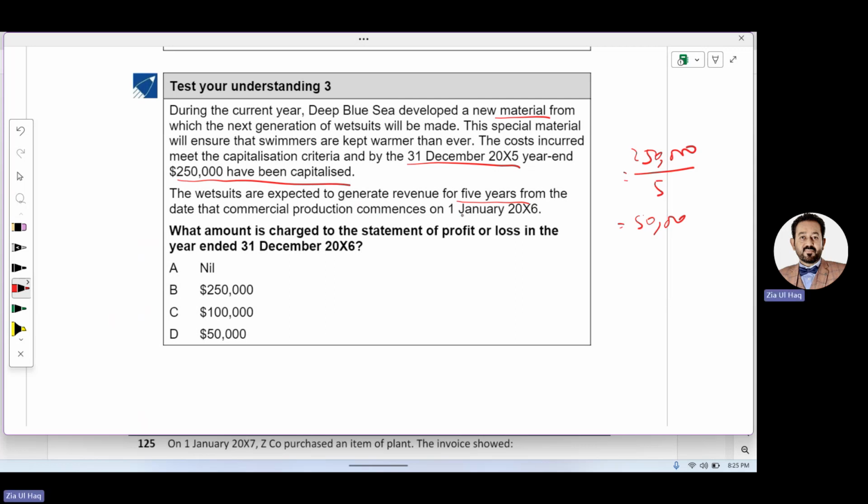Commercial production commences on 1st January 20x6. So what amount is charged to statement of profit or loss? What we will charge to profit or loss is amortization, because 250 will be capitalized. So 50,000 is amortization.